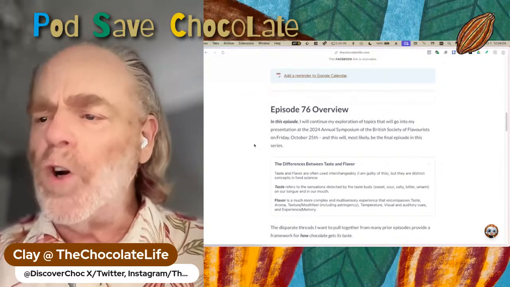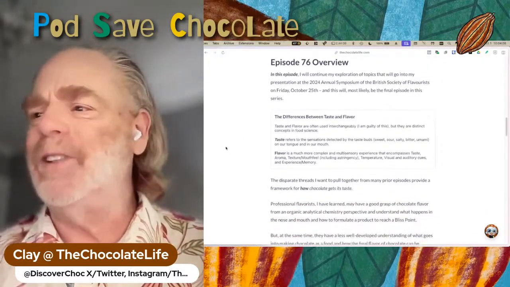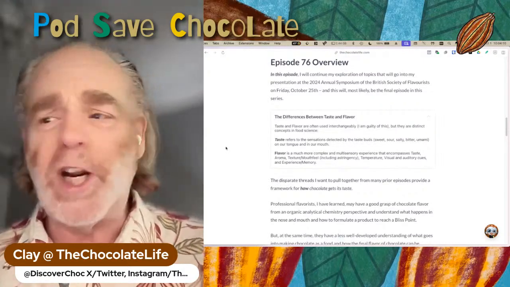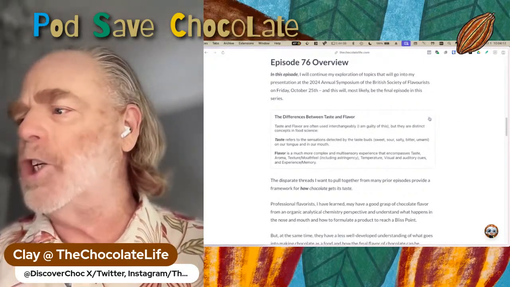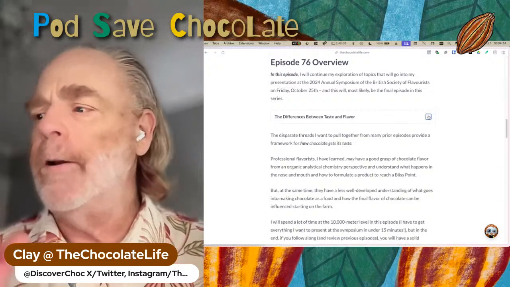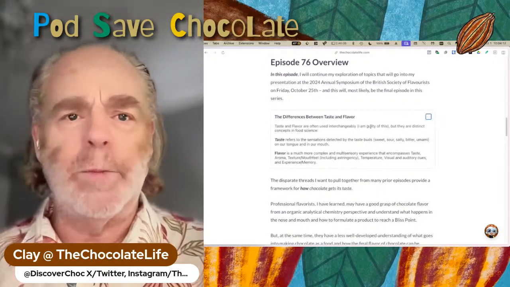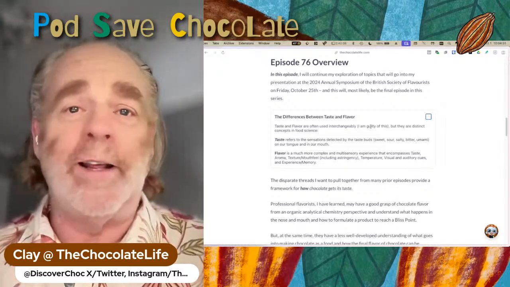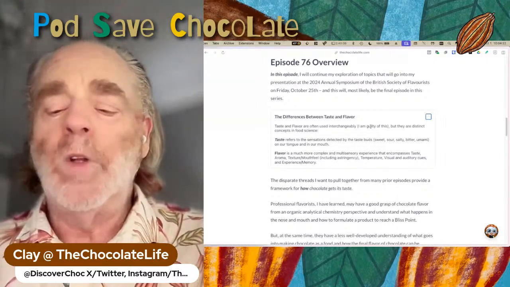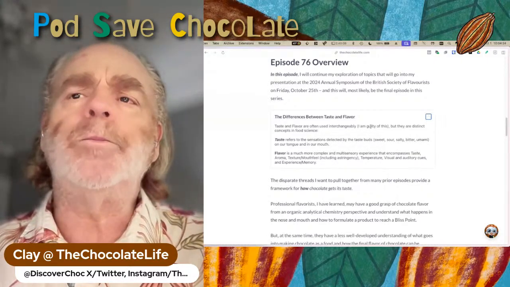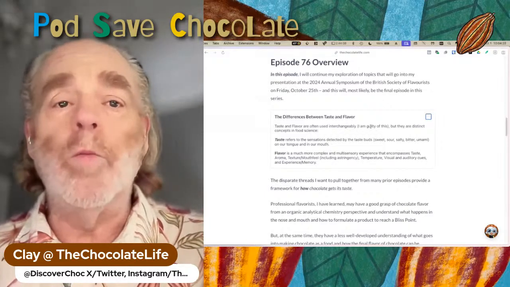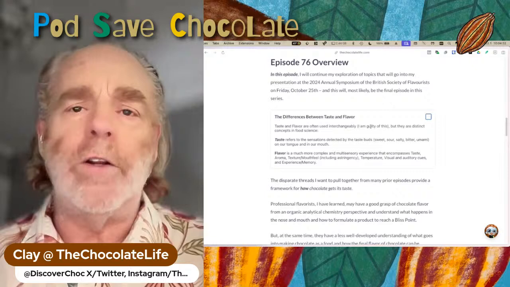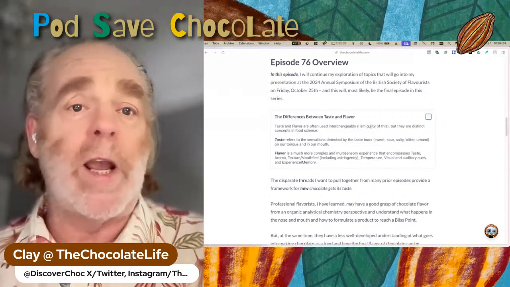So the first thing I want to do is go into taste and flavor. They're used interchangeably. If you're at The Chocolate Life, in the post for today, there's a little toggle where I talk about the difference between taste and flavor. And it's important. Anybody who's followed me for any length of time knows that I think that talking about the way words are used is really, really important to me. So taste and flavor are often used interchangeably, but they don't mean the same thing.